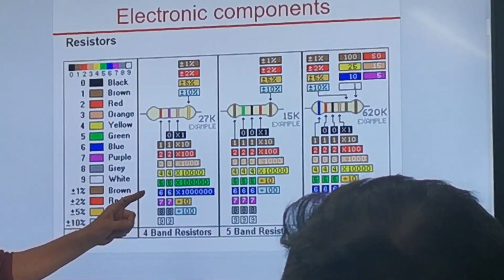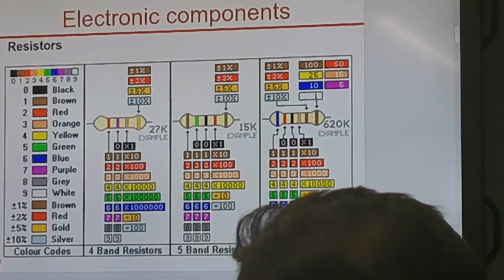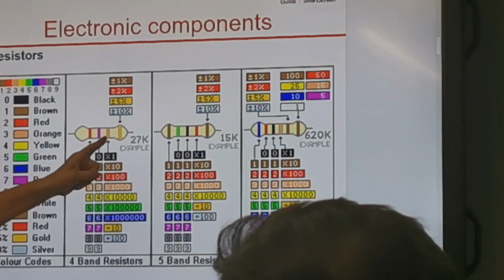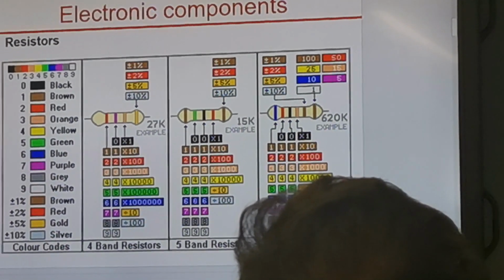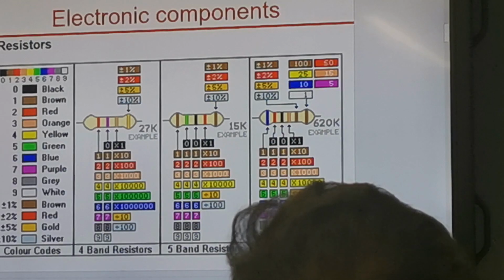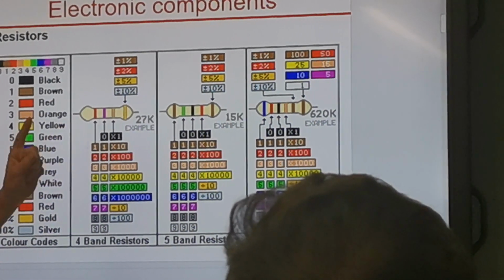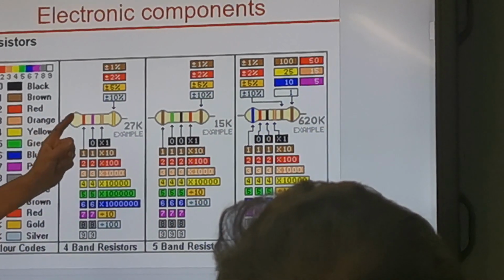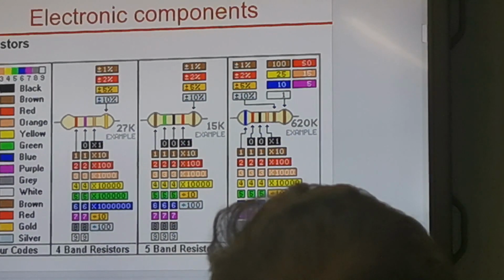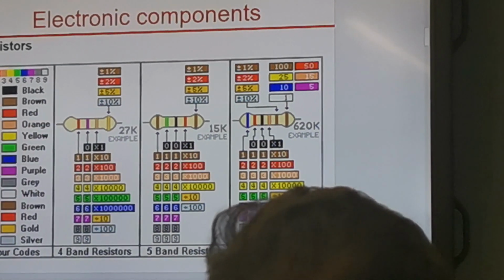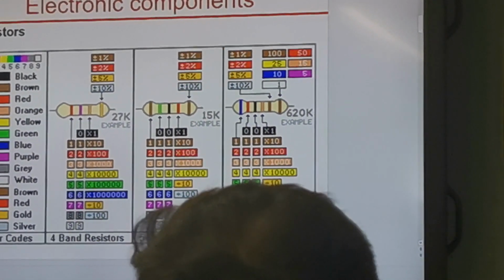27K, what does the K stand for? Kilos, 1,000. And that's because the brown one at the end, number 3, gives you the times 1,000. So if you read it, red 2, pink 7, that brown one times 1,000. The first 2 are just number place values.